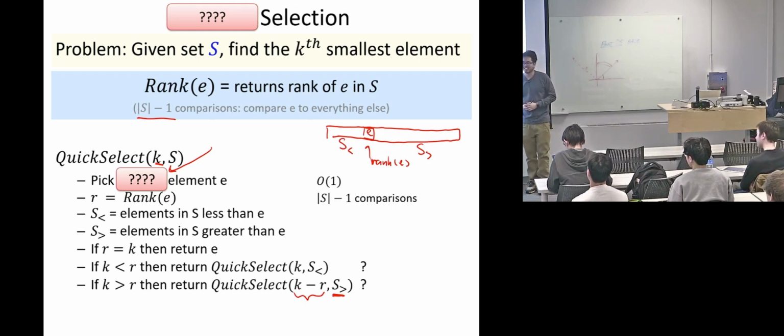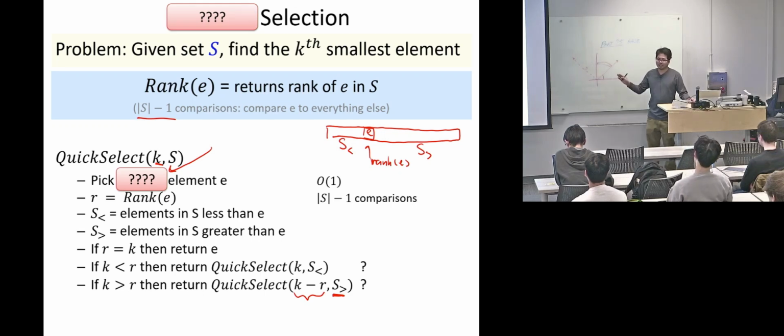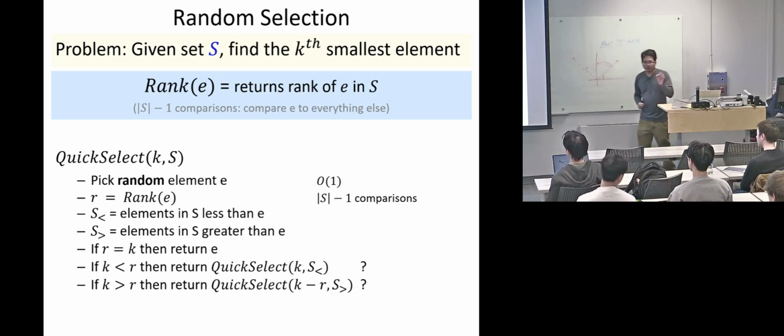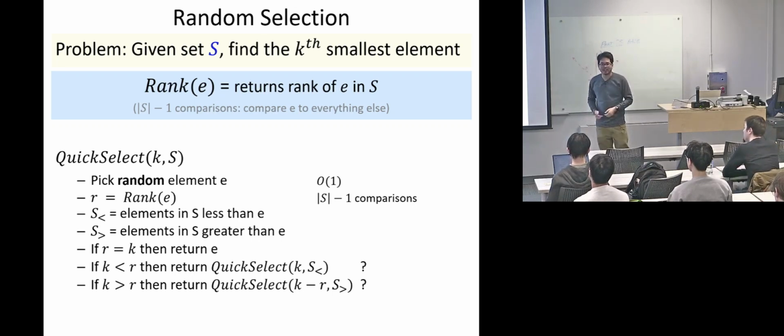What should we do? Maybe pick a bunch of them and take a median among them. That's a good answer, and it's what we actually plan to do later. But it turns out there is one simple trick to make this work: take a random guy, not an arbitrary one, but a uniformly random one. Just toss a coin and take the random one.